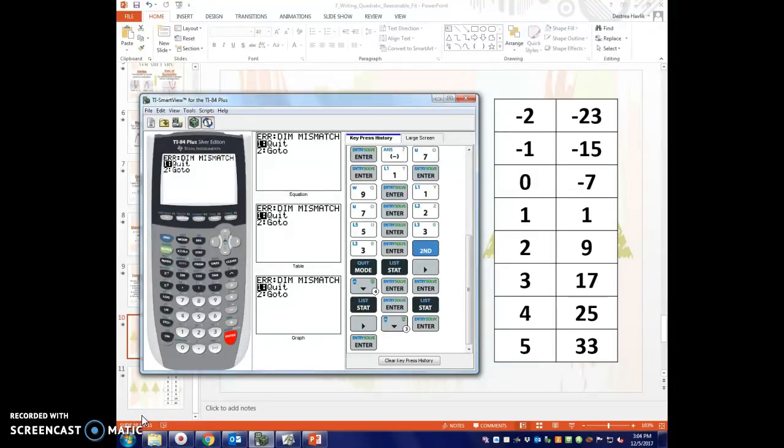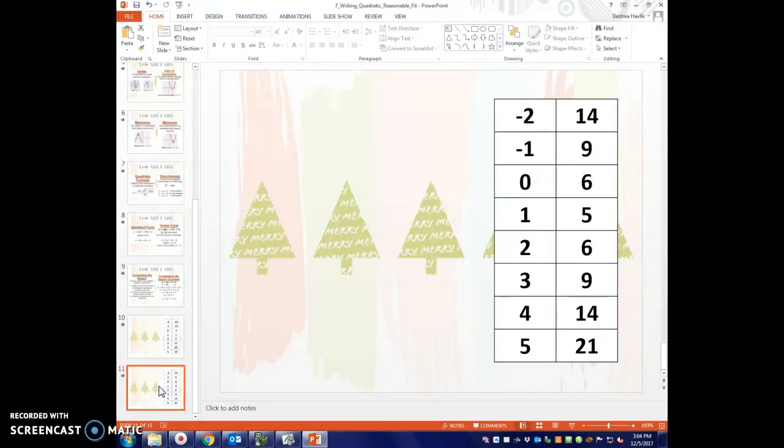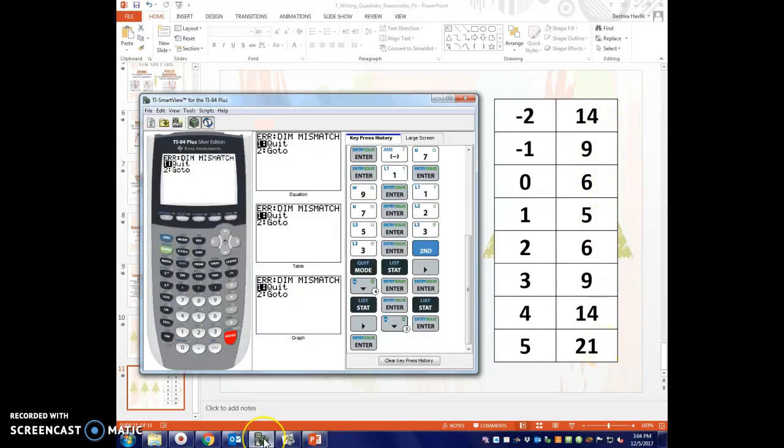Well, that one didn't work either. But we did the steps right. I promise. We did the steps right. Okay, so let's look at this one. If you look at it, it's going from a high number, it goes down, and then it starts going back up, right? So that tells us that it's quadratic.